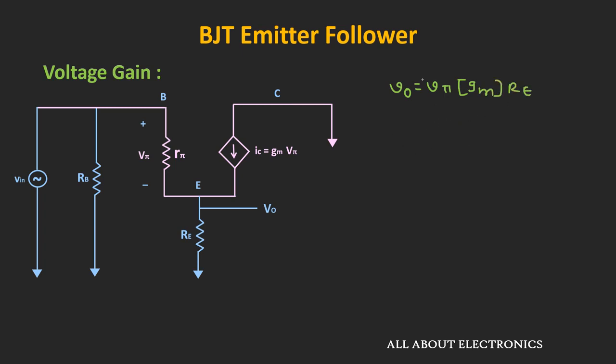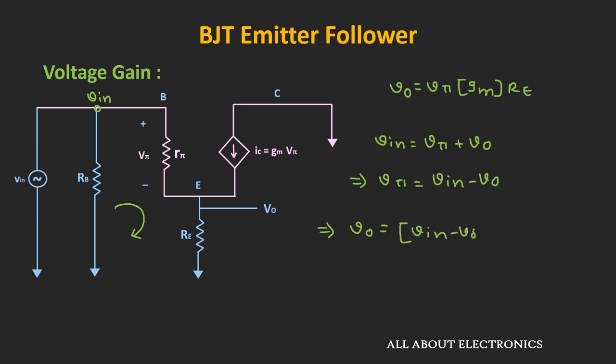So now we need to find the expression of the V pi in terms of the input voltage. Now here if you observe, the voltage at this end is equal to V in. So let us apply the KVL equation in this loop. Then we can write voltage V in is equal to voltage V pi plus V out. That means voltage V pi is equal to V in minus V out. That means voltage V out is equal to V in minus V out times GM times RE.